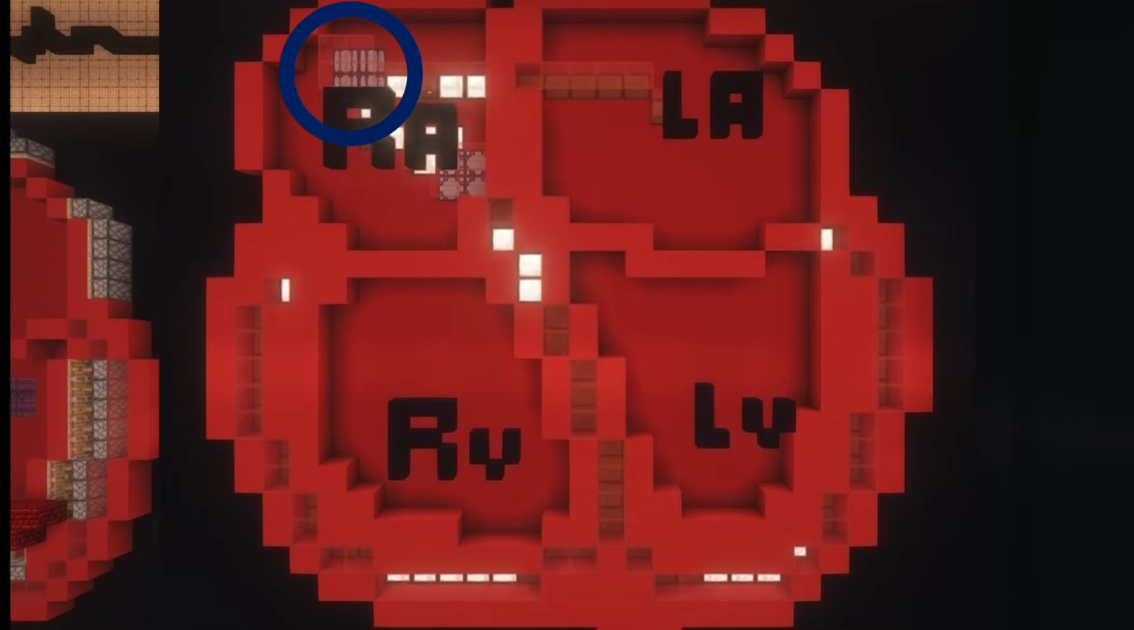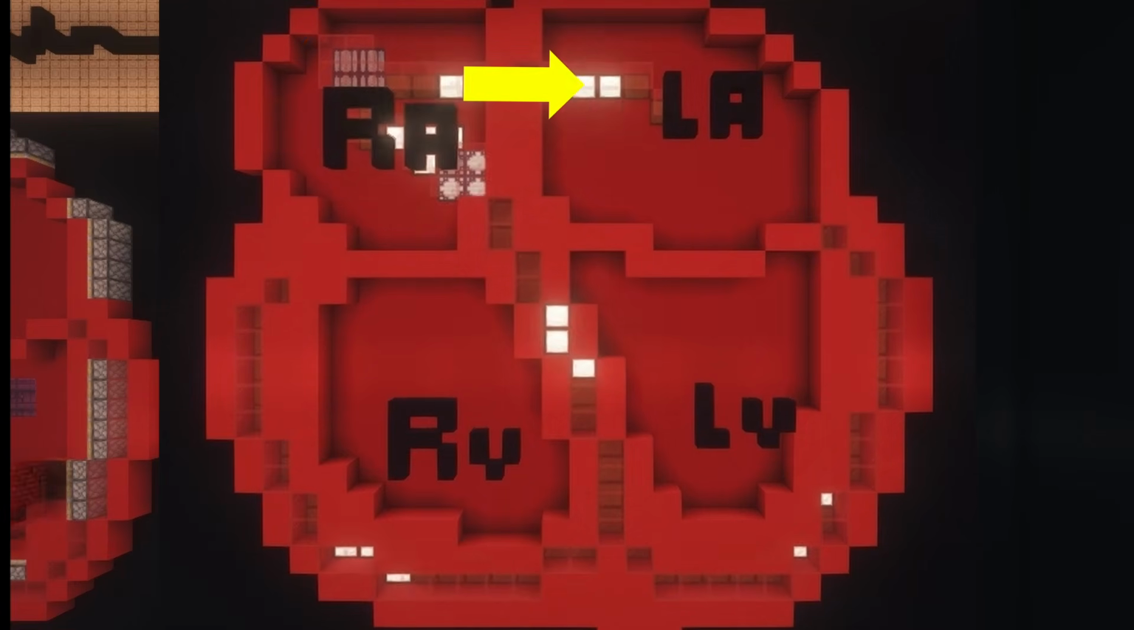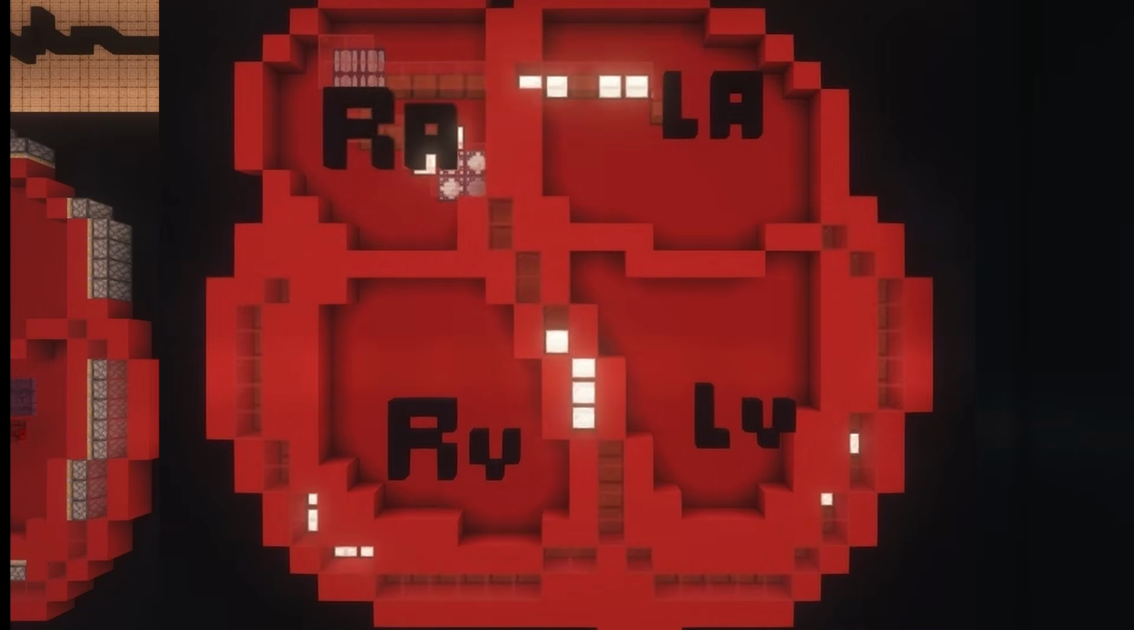Inside the right atrium is the SA node, aka the sinoatrial node. You can think of this as essentially a clock that keeps the heart running. From this node, you can see the electricity flow from the starting point and across to the left atrium, with this electricity causing the initial contraction of the atria.